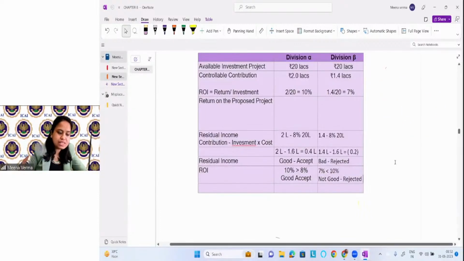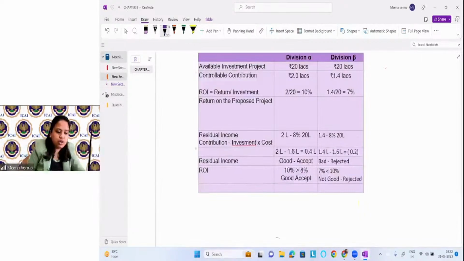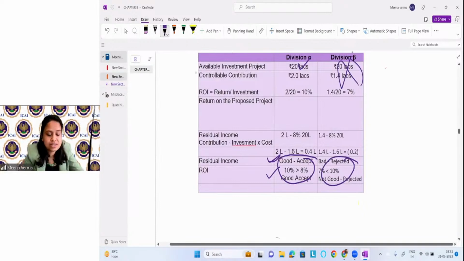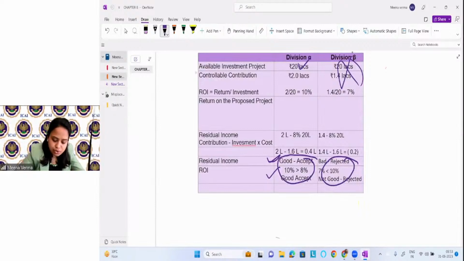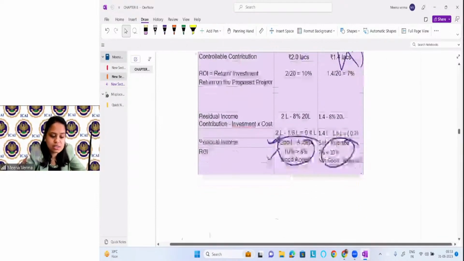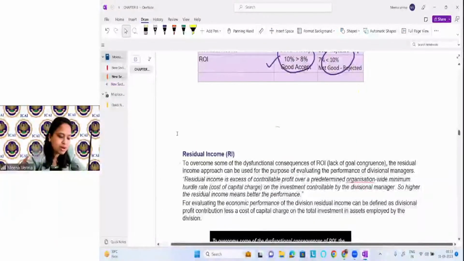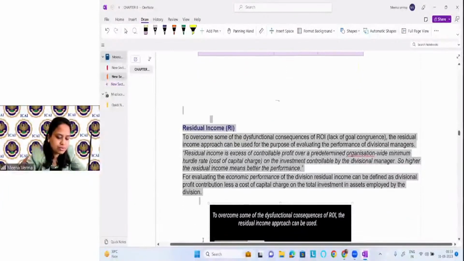Okay, so if you see, according to both, if you consider the residual income as well as the return on investment, it is saying it is good to accept division A's proposal and good to reject division B's proposal, considering both residual income and return on investment. But you know what will happen? Sometimes this may give you wrong results. ठीक है? Sometimes our result will be wrong here.